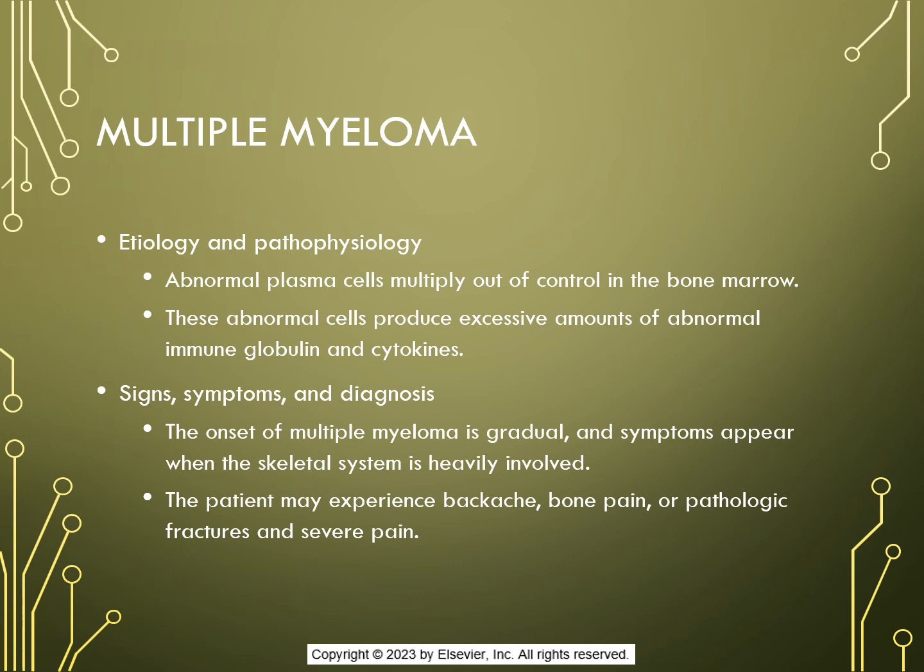In multiple myeloma, abnormal plasma cells will multiply out of control in the bone marrow. The accumulation of abnormal cells in the bone marrow can disrupt normal red blood cell, leukocyte, and platelet production.